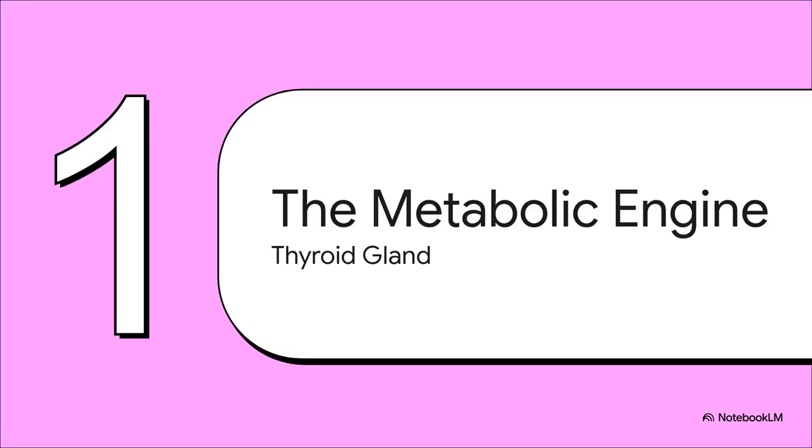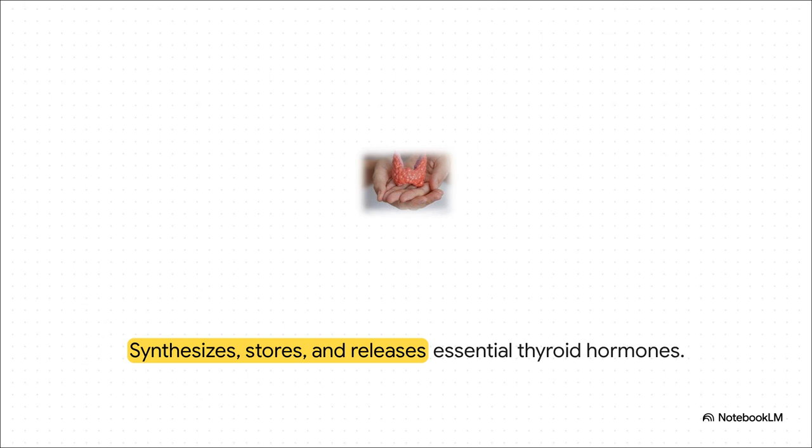All right, section 1, the metabolic engine, specifically the thyroid gland. Let's dive straight into the physical hardware of this amazing system. The physical thyroid gland has a deceptively simple job, really. It synthesizes, stores, and releases essential thyroid hormones. But what makes it a true master engine is that these hormones don't just go to one specific place.